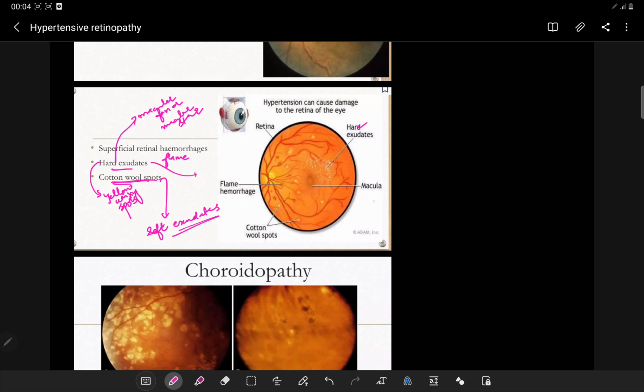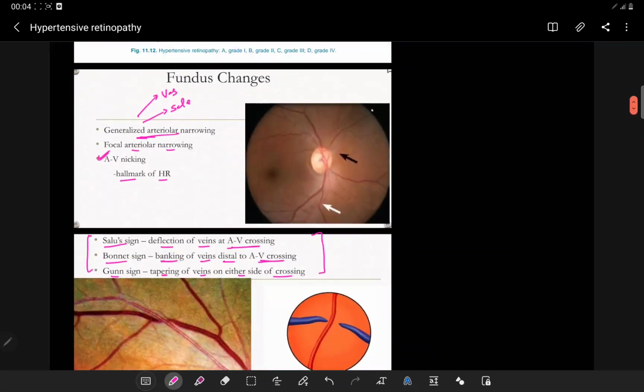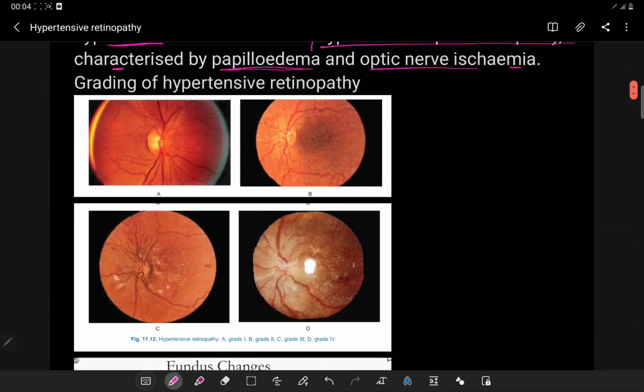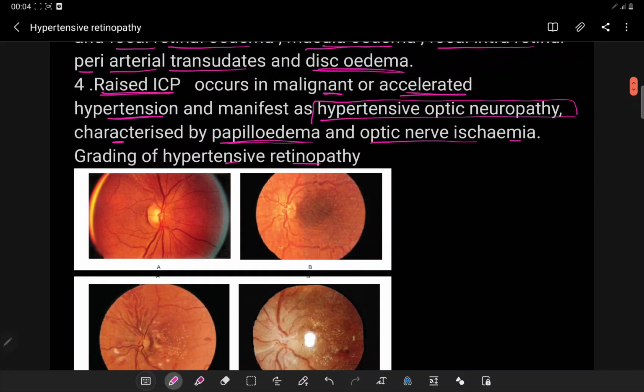Right, so we have the hard exudates, we have the flame-shaped hemorrhages, next we have the changes in the macula, we have the cotton wool spots, and it's a picture of the retina. Let's start with the grading. Now, what is the grading of hypertensive retinopathy? In the grading of hypertensive retinopathy, always remember we have the Keith and Wagner classification, the modified Scheie classification, and the Mitchell-Wong classification.